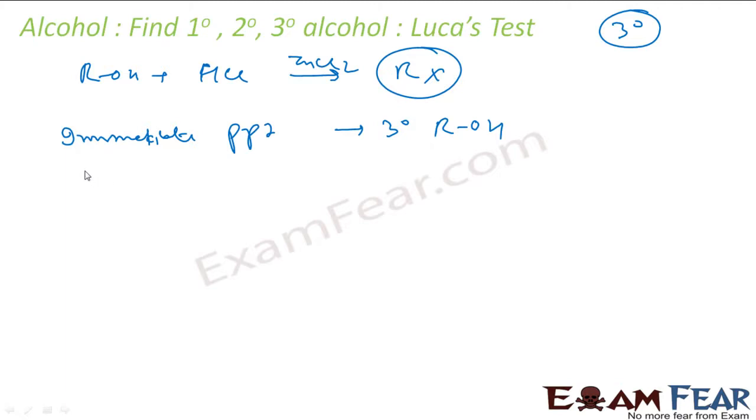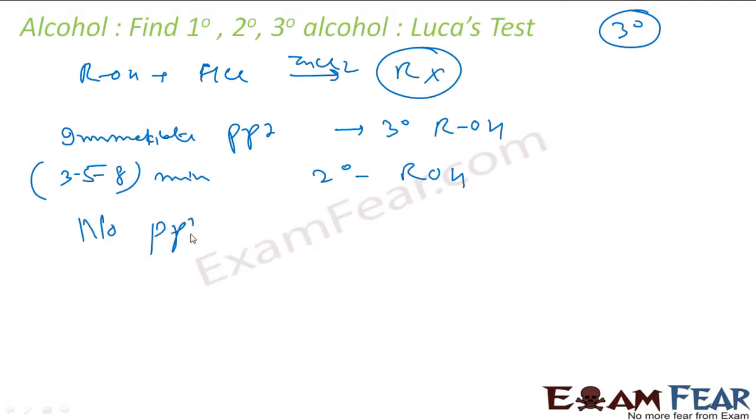If it is, let's suppose, 5 to 8 minutes, let's suppose in this time frame, it will be 2 degree alcohol. And if it is no precipitation at all, it is 1 degree alcohol. Correct? So with this you can actually differentiate whether it is a primary, secondary or tertiary alcohol.